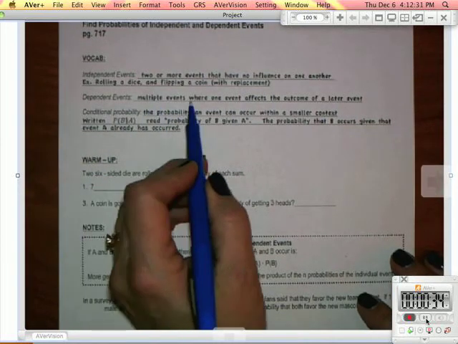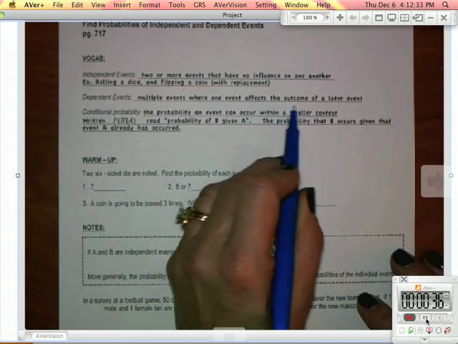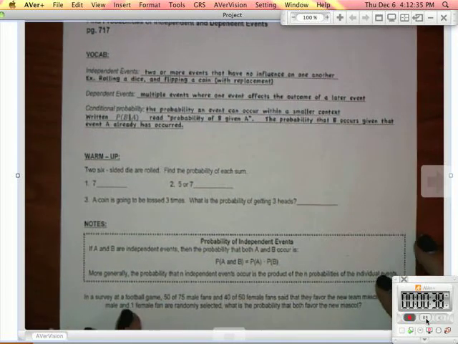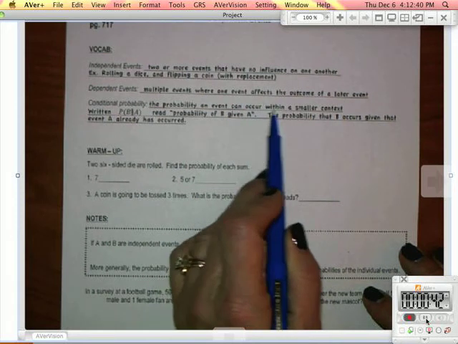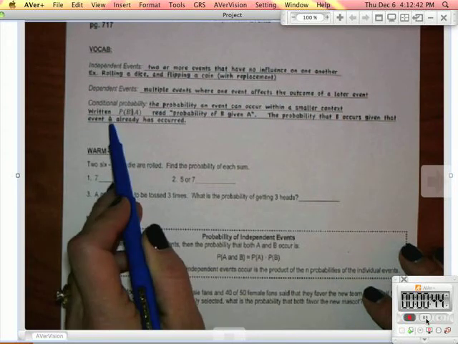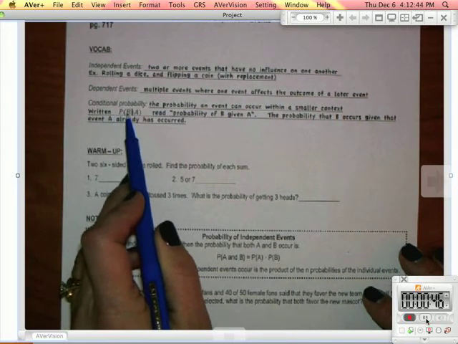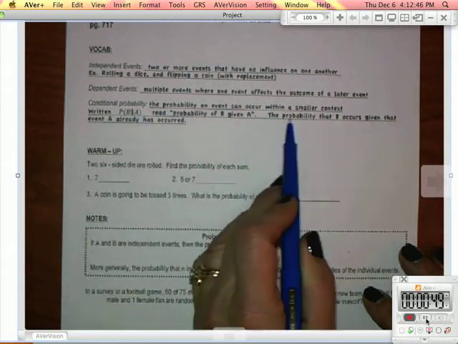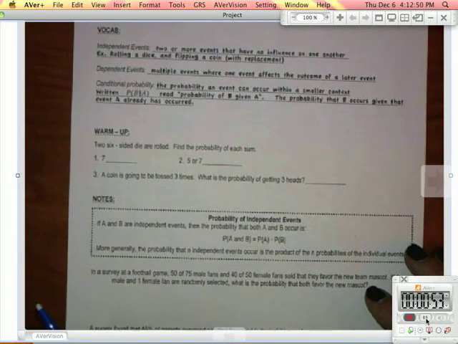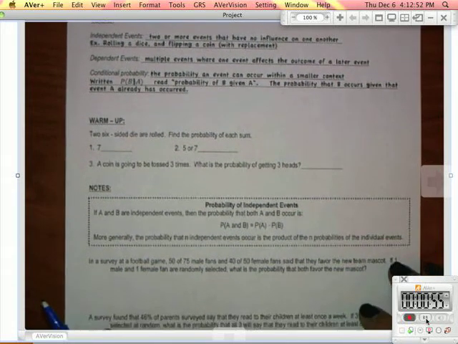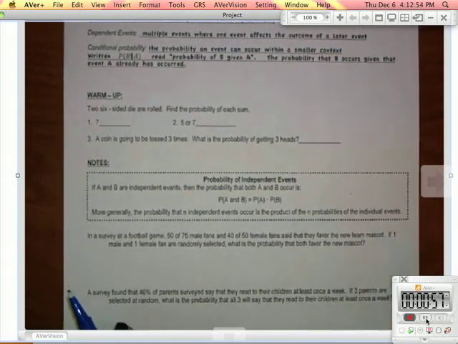Dependent events are multiple events where one event affects the outcome of a later event, and I'll show you that in a minute. Conditional probability is the probability an event can occur within a smaller context, written P(B given A): the probability that B occurs given that event A has already occurred. So we're going to look at all those kinds of things. First of all, do the warm-up and come back.